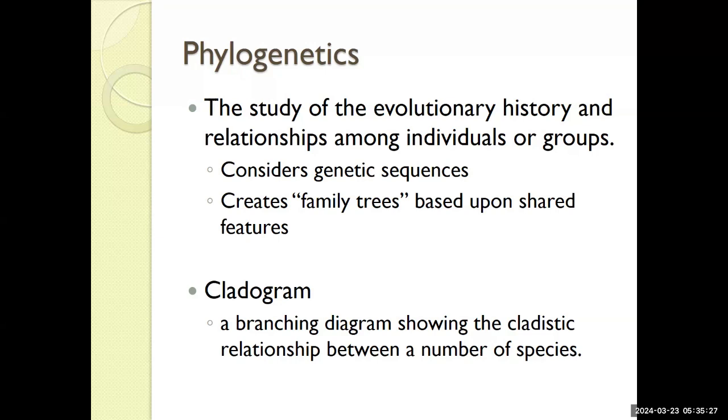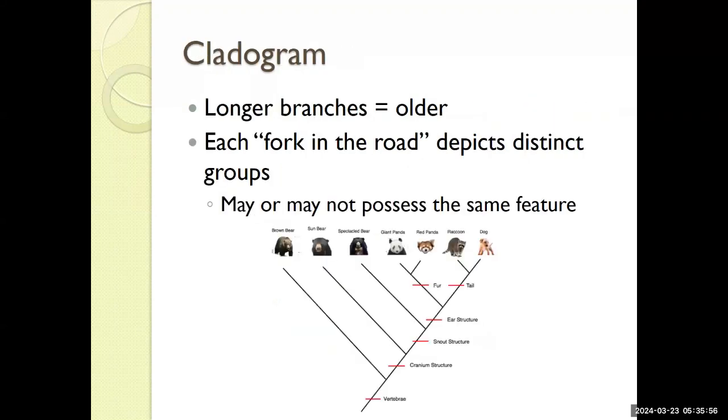By applying phylogenetics to taxonomy, we were able to build genealogical trees based upon shared evolutionary features. In doing so, we were able to build connections between groups that had otherwise only been inferred. The result was a cladogram, a branching diagram showing relationships between species. Cladograms are sometimes referred to as phylogenetic trees.